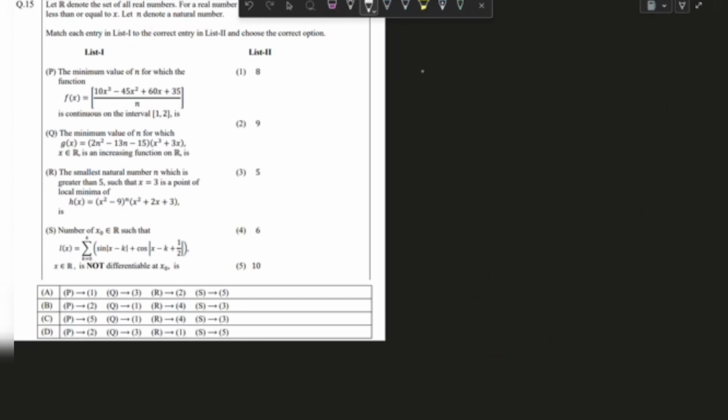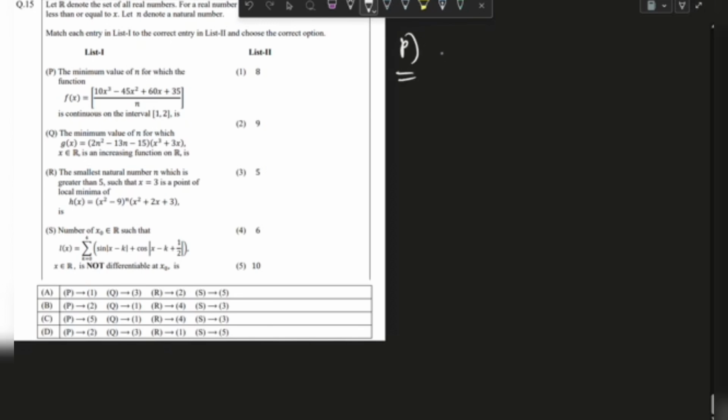Okay, so here is the next question. Now, in this particular question, when I solved, the option elimination was quite easy, but I will solve all the parts because this is a good question. All the parts are actually good questions. So let's go with P first.